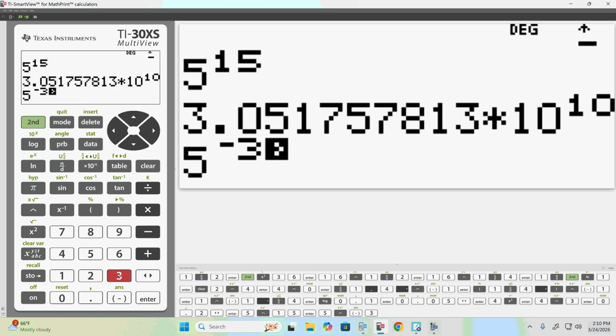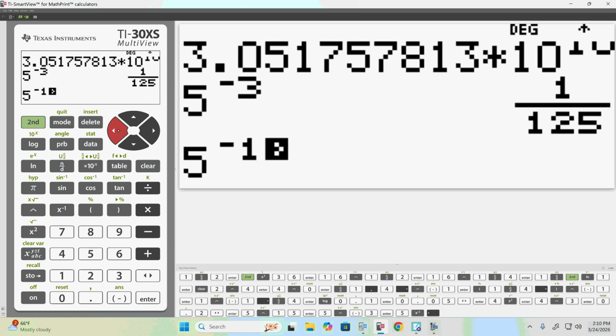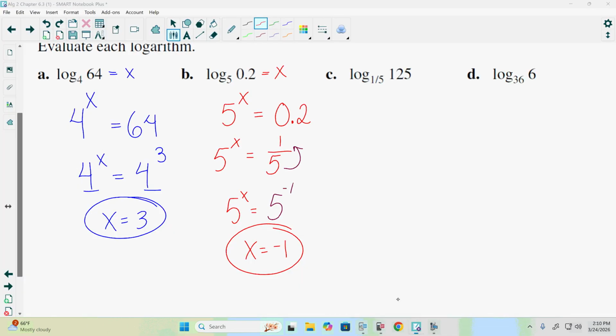5 to the -3 is 1 over 125. Well, what is 5 to the third? Figure that out. 5 to the third is 125, yes? But we're not looking at 5, we're looking at what? 1/5. We actually saw that 5 to the -3 took it from 125 to 1 over 125, yes?